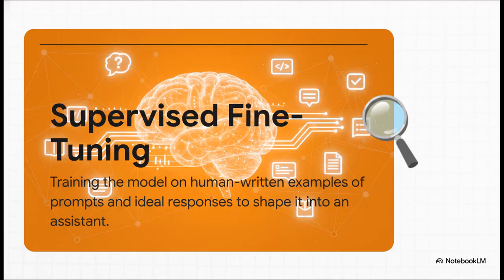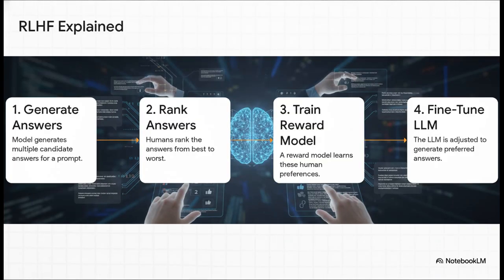The first step in alignment is usually something called supervised fine-tuning, or SFT for short. For this, the model is trained on a much smaller but extremely high-quality curated dataset. This dataset is basically just examples of prompts paired with the ideal responses you'd want the AI to give, all written by humans. For instance, it might get an example of a request to summarize an article, along with a perfect, concise summary. This teaches the model the right format and style for being a useful assistant. But SFT alone isn't quite enough to make the model truly aligned with our values.